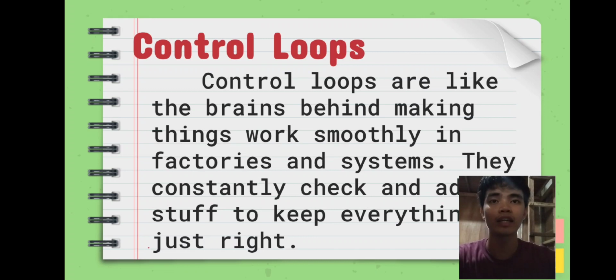So in the intricate choreography of industrial processes, control loops emerge as the conductor tirelessly orchestrating precision through feedback mechanisms. These loops continuously monitor and adjust system variables, be it temperature, pressure, or flow, ensuring a harmonious dance of stability and optimal performance.